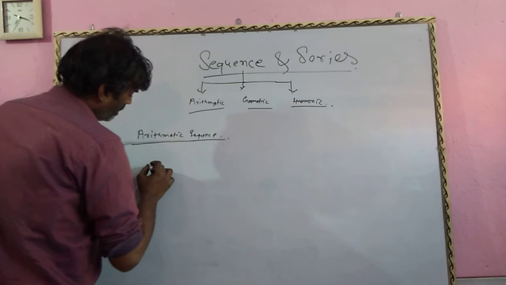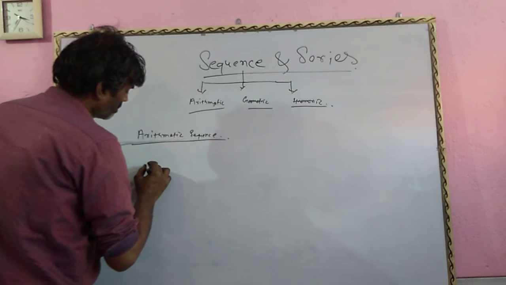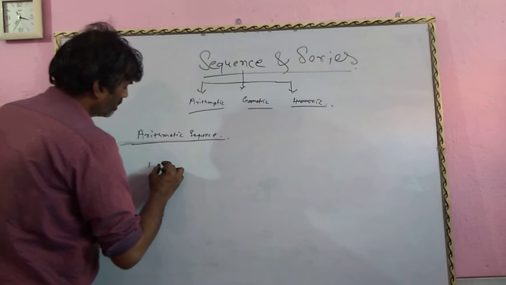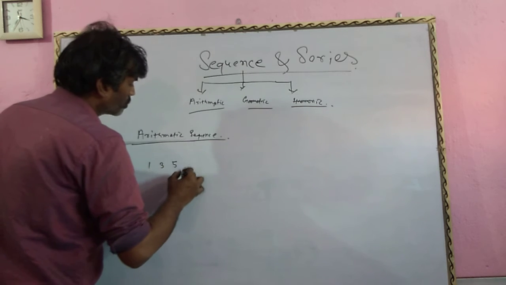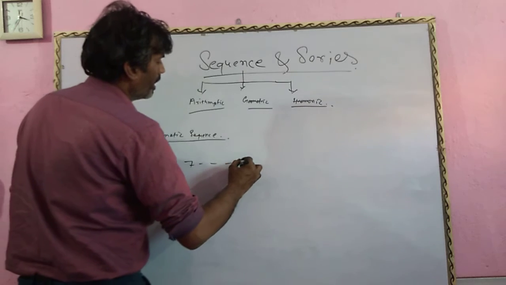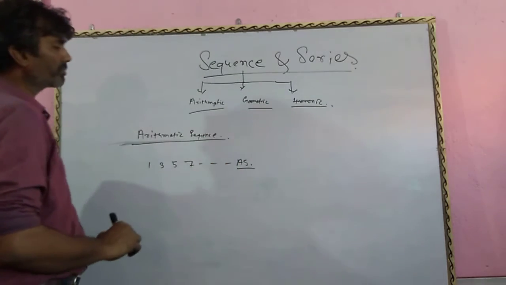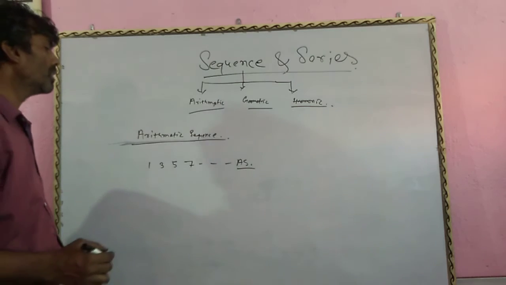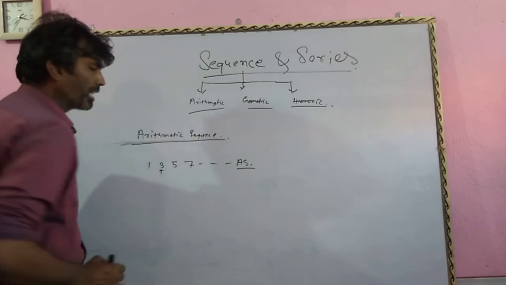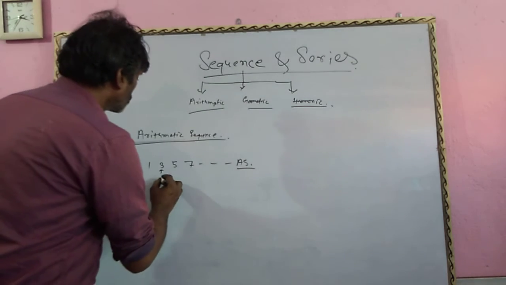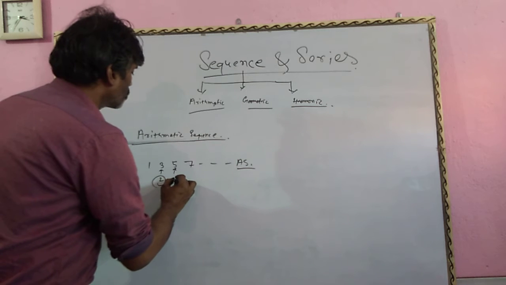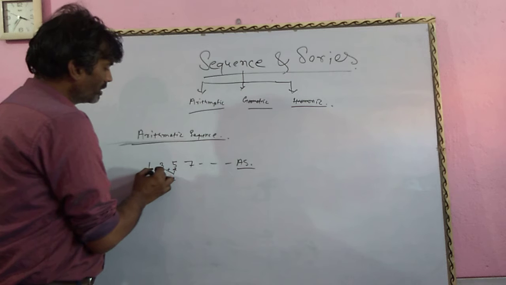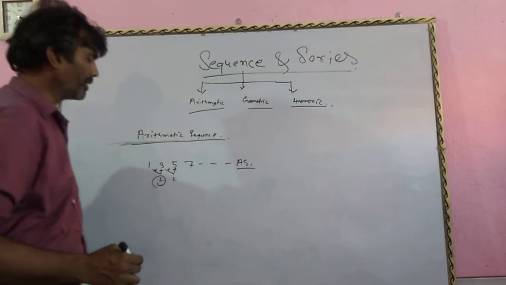For example, 3, 5, 7, by adding 2 each time. This will be an arithmetic sequence, because every next term has been found by adding 2 to the previous term.